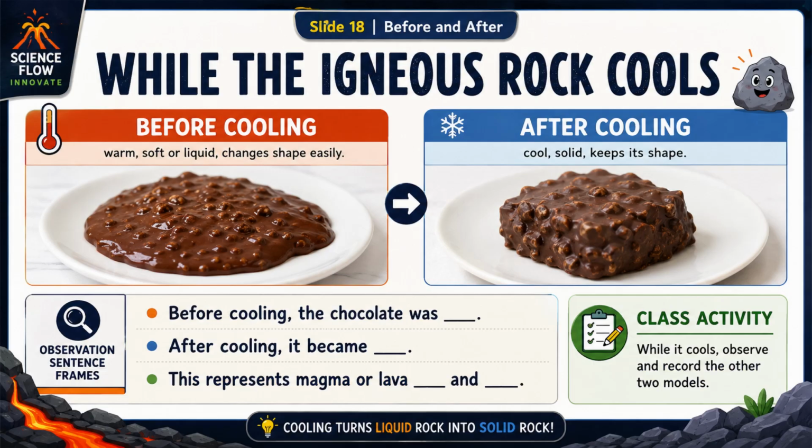Let's compare the chocolate before and after cooling. Before cooling, it was warm, soft, and easy to change. After cooling, it becomes harder and keeps its shape. This models how magma or lava cools and solidifies into igneous rock. Complete the sentences. Before cooling, the chocolate was. After cooling, it became. This represents magma or lava and.